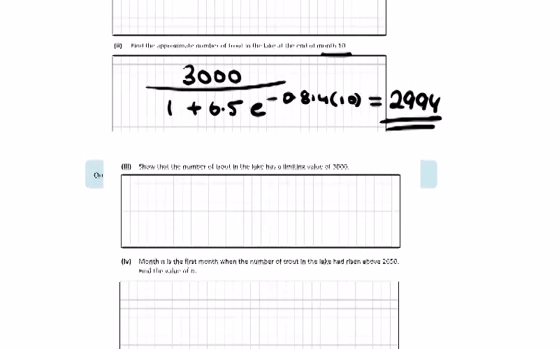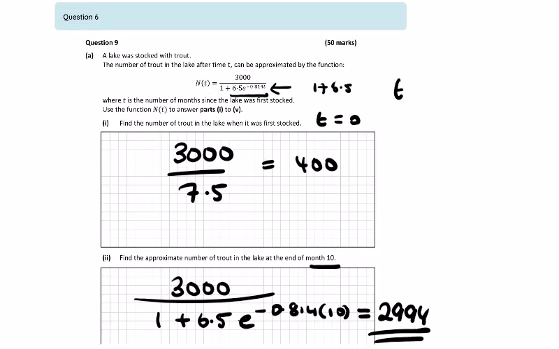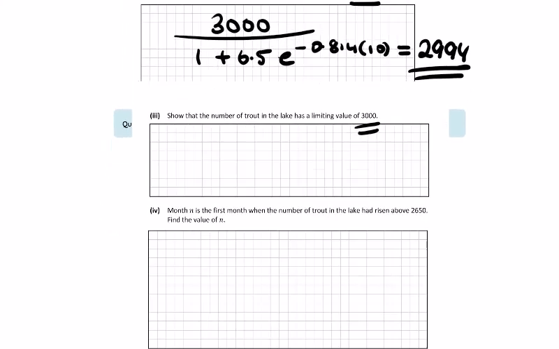Then we're asked to show the limit, another limit question. The limit is 3000, so what's approaching infinity? As t tends to infinity, e to the power of a negative number will be 1 over e to the positive number, say 1 over e to the power of infinity. Well, that will tend to 0 as e gets bigger and bigger. So 6.5 by 0 is 0. So we're just going to get 3000 here. Just show that maths in this box.